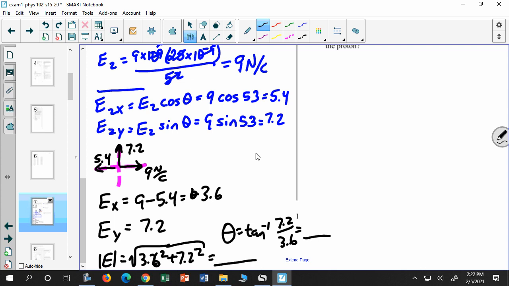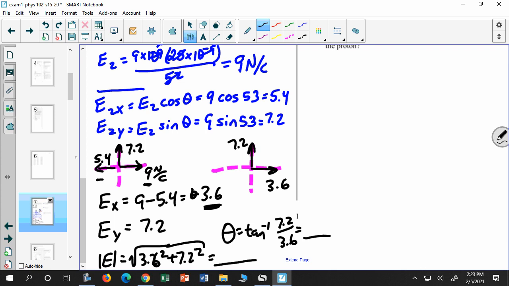So those are my answers. But with one caveat, let's be careful that we understand where this vector is. That's where drawing the pictures becomes a lot of help for you. I have my components 7.2 right here, and 3.6 is in the positive x direction. Remember, 3.6 was this component. The reason it's positive is because 9 is bigger than 5.4. So it's 9 minus 5.4. That gives me positive 3.6.